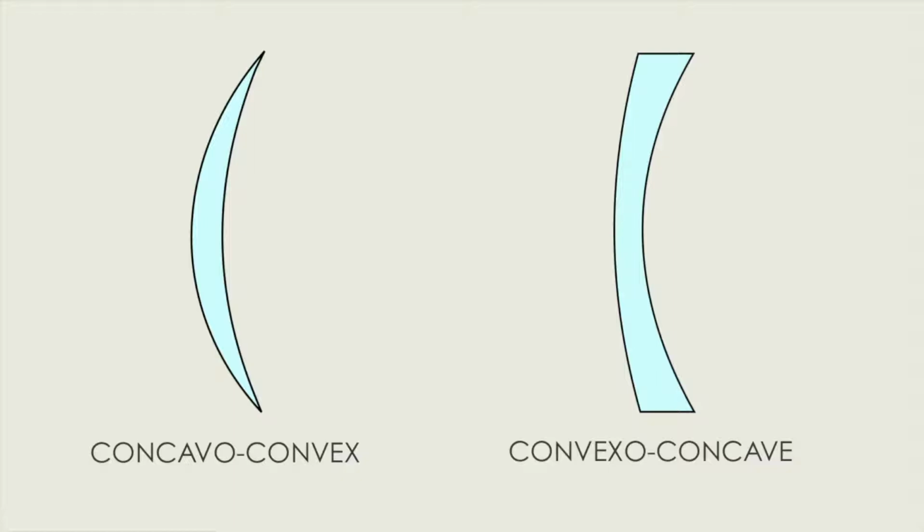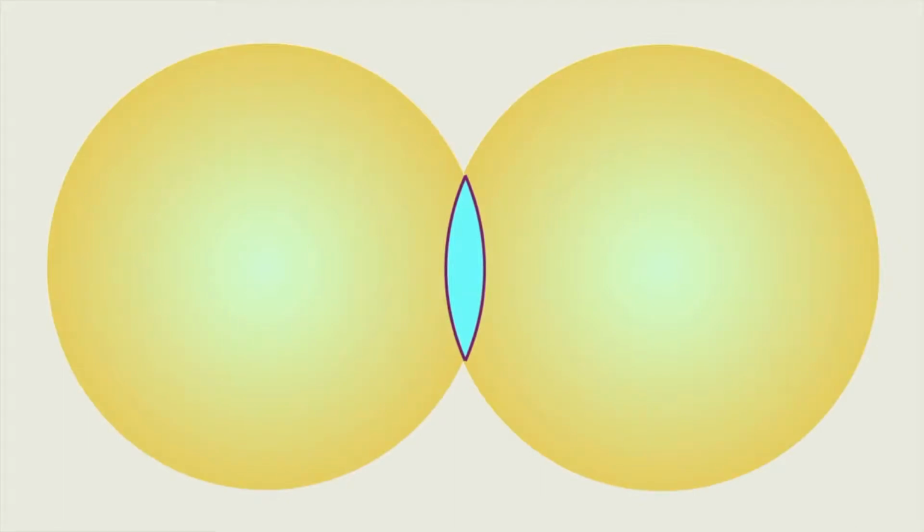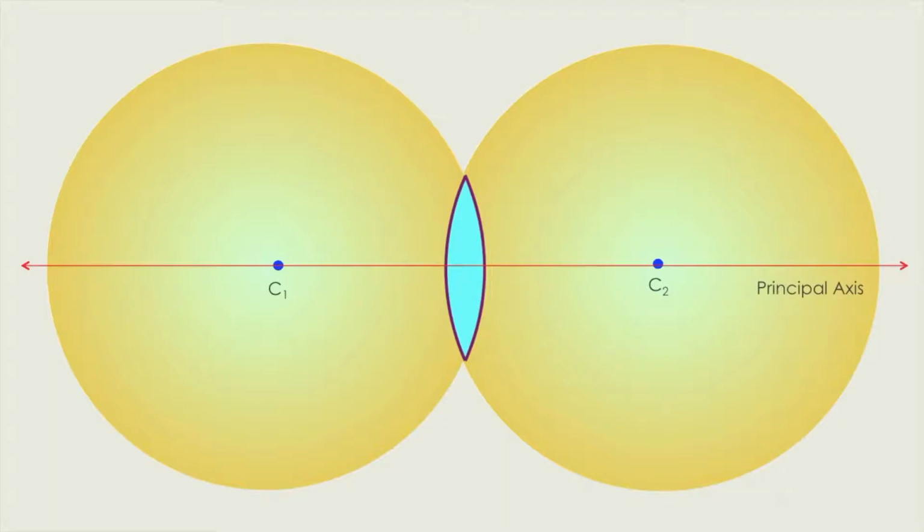So if you look at any lens, it has got two spherical surfaces. The lens could be thought of as being an intersection of two spheres. These spheres would have their own centers, and these are called the centers of curvature. A line passing through both these centers is called the principal axis.